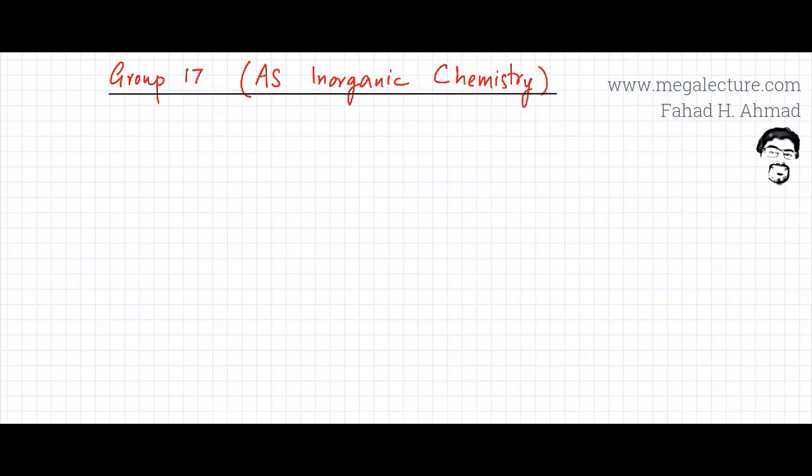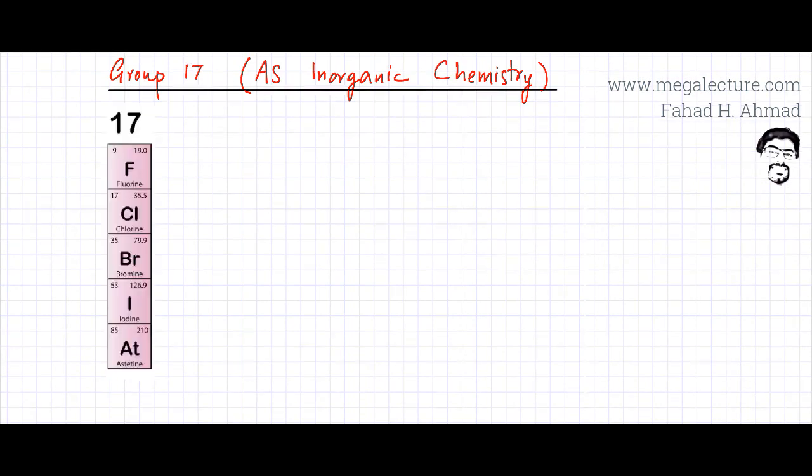This lecture is going to be a quick, short crash course on Group 17 from AS Inorganic Chemistry. These over here are your Group 17 elements: fluorine, chlorine, bromine, iodine, and astatine.